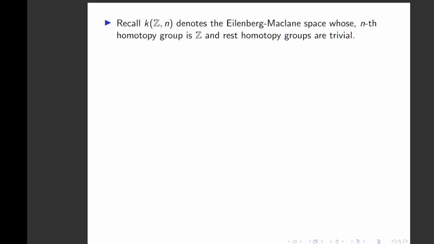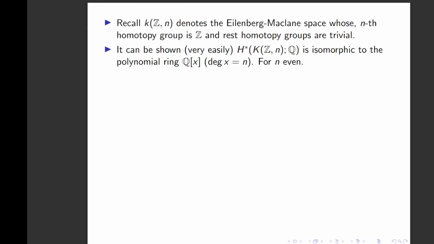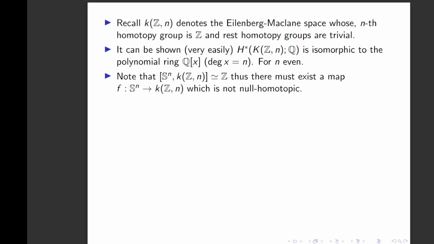Now recall this K(Z,n) denotes the Eilenberg-MacLane space, whose nth homotopy group is Z and the rest are trivial groups. It can be shown, and it is a very good exercise, that this is isomorphic to Q[x] for n even. The harder case is to find the cohomology ring when n is odd, but for this moment I will just take the result for n even. And again, from the description of the Eilenberg-MacLane space, we can say that this is Z.